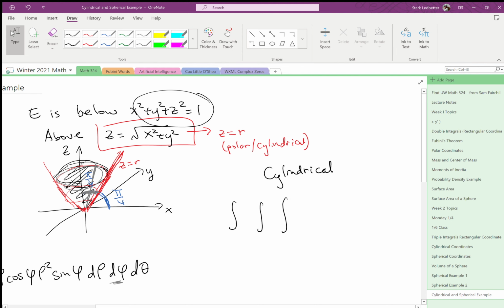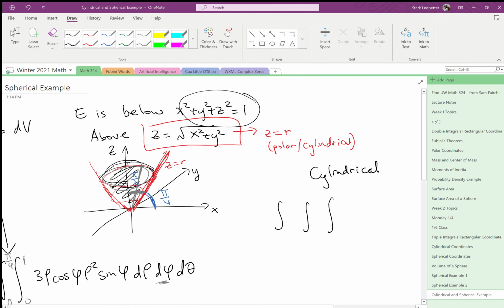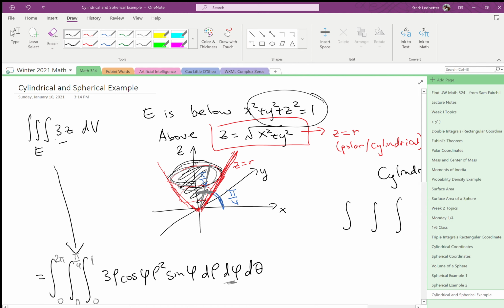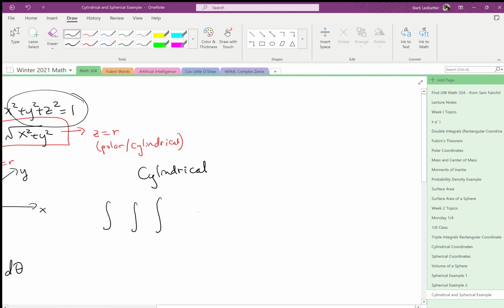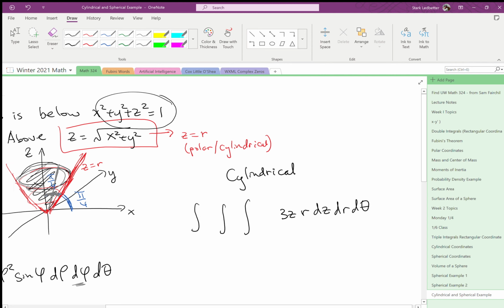Need 3 integrals. The nice thing about cylindrical is I don't have to convert, so maybe this will be easier. I just leave that as 3z, r dz dr d theta. And this part, that's nicer too. I don't have all that rho squared sine phi business, so that's good.